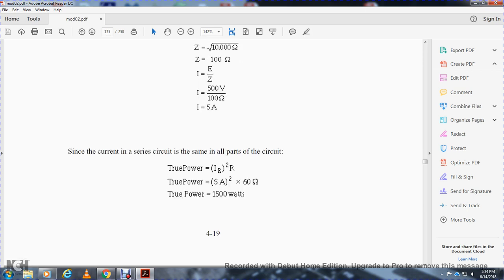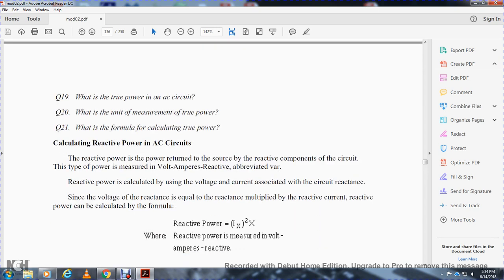Since the current in a series circuit is the same throughout, the true power is equal to the resistive current squared times the resistance in ohms. True power is 5 amps squared times 60 ohms, which is 1,500 watts.